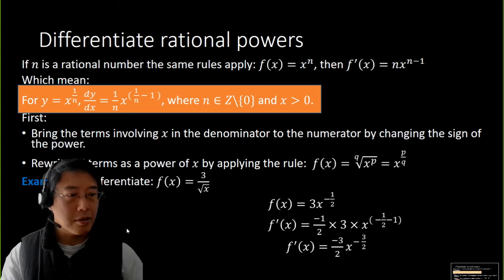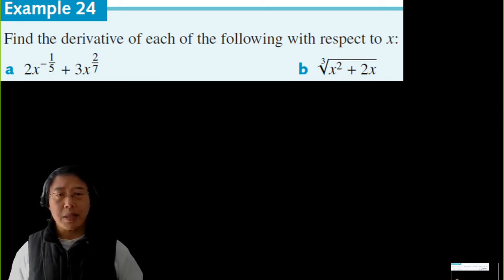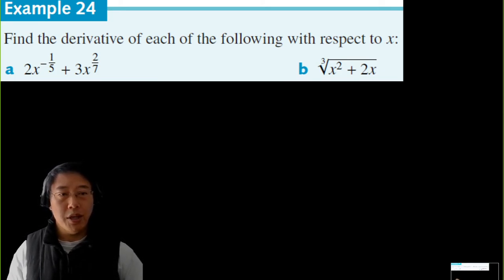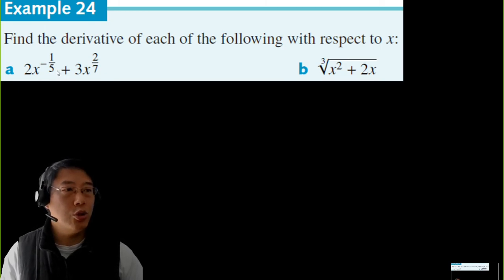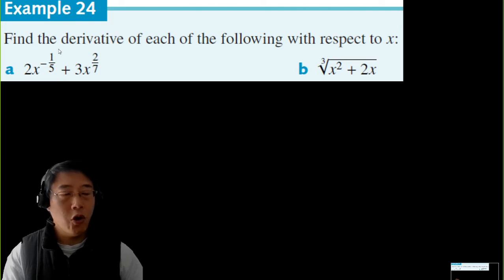Alright, let's do a few more examples. Okay, so with those two examples, they have rational power. With the first one, they're already in a rational form, so you apply the formula, and you do that for each term.